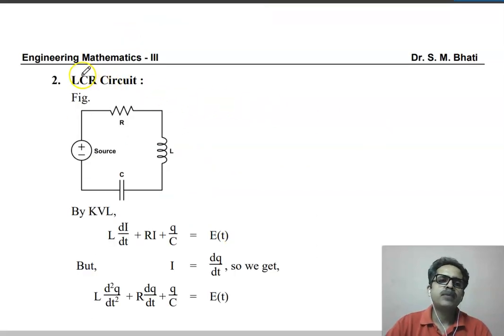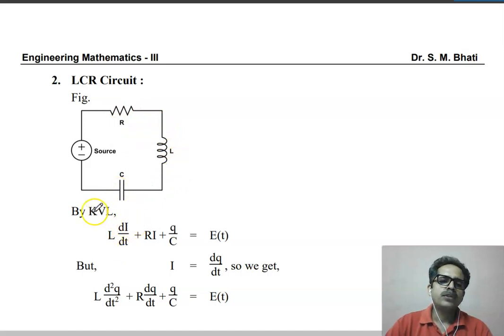Let's see second type of circuit, which is LCR circuit. That means a closed circuit containing inductor having inductance L, capacitor having capacitance C, and resistor having resistance R. So it is shown in the figure. We have three components: resistor, inductor, capacitor, and this is a voltage source. So here let's apply the Kirchhoff's voltage law.